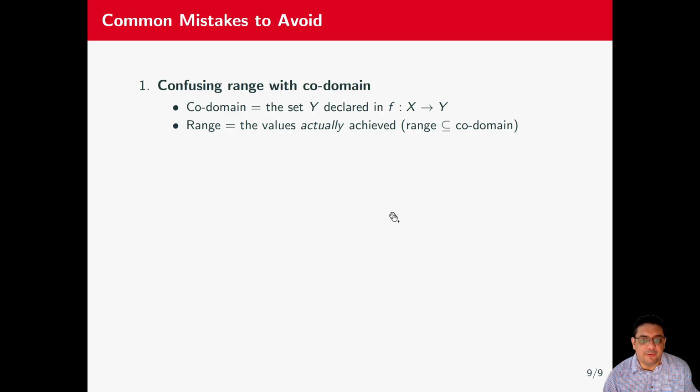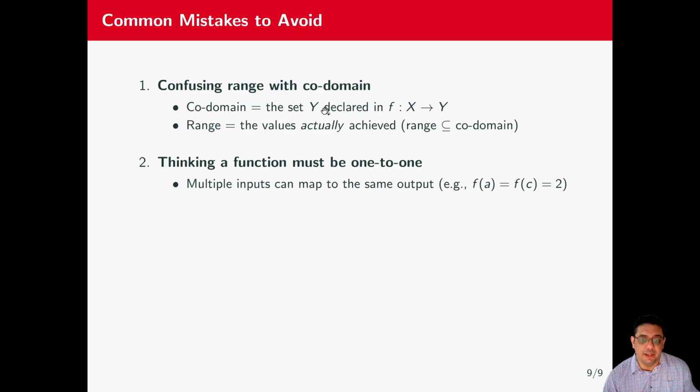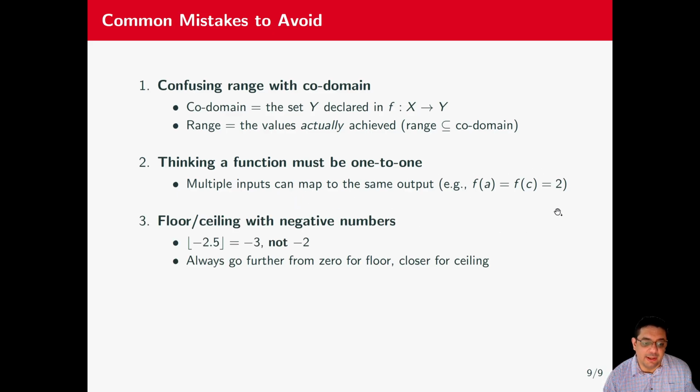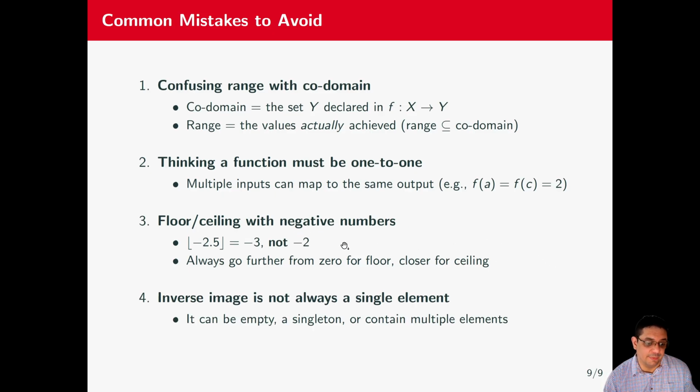And in terms of common mistakes to avoid, you've got to be careful not to confuse range with codomain. You don't want to be thinking that a function must necessarily be one-to-one. You're probably going to have multiple inputs that can map into the same output. The floor and ceiling function differently with negative numbers, so make sure that you're always checking on that. Always go further from 0 for floor, closer for ceiling. The inverse image is not always a single element. It can be empty, a singleton, or contain multiple elements.